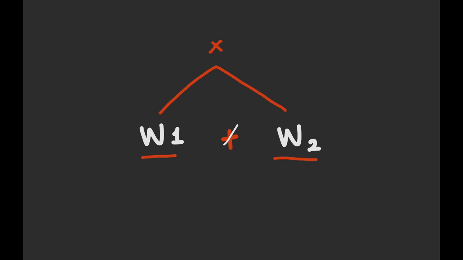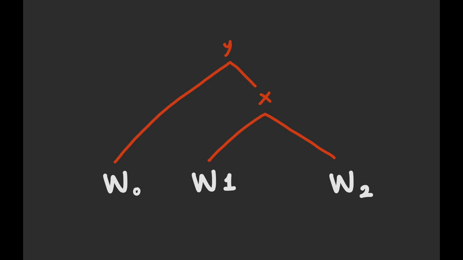Then we again combine X and word 0, and name the whole expression Y. This structure is called a tree. When you look at this tree diagram, you can easily see that Y is the highest position, which has two lines.